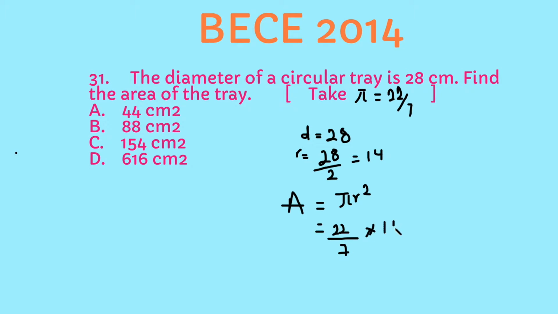A is equal to pi r squared. Pi is given as 22/7 times 14 times 14. We do our necessary cancellations. Our final answer will be 616 centimeters square, which is D.